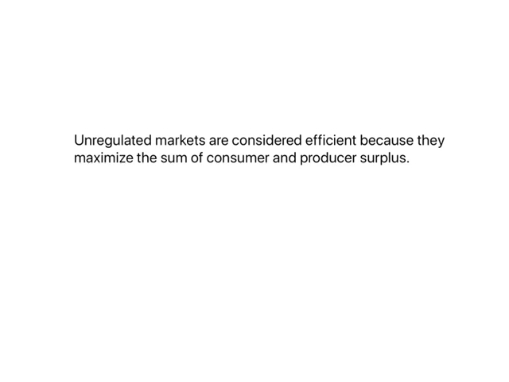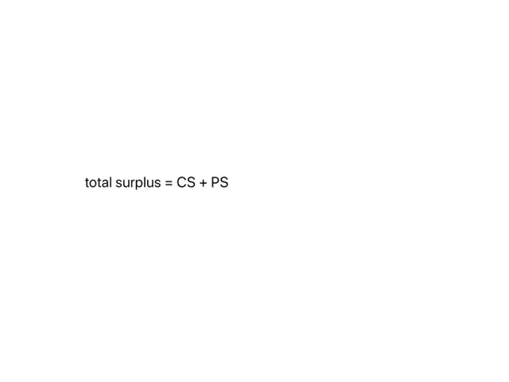That's what it means to be efficient in a market. You are maximizing the sum of consumer and producer surplus. The name for that is called total surplus. Total surplus is adding consumer surplus plus producer surplus. So, pretty simple.